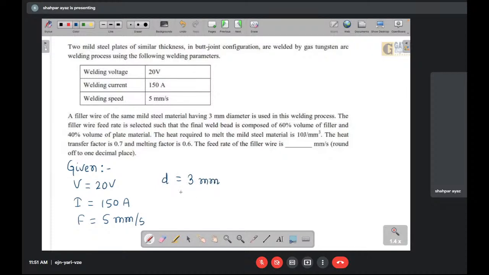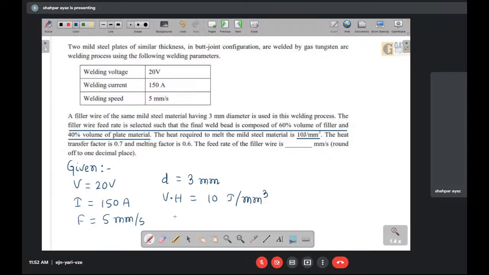The filler wire feed rate is selected such that, this is a very important line, the final weld bead is composed of 60% volume of the filler material and 40% volume of the plate material. Final weld bead. Okay, I'll use this data. The heat required to melt the material is 10 joule per mm cube, that is the volumetric heat. No problem.